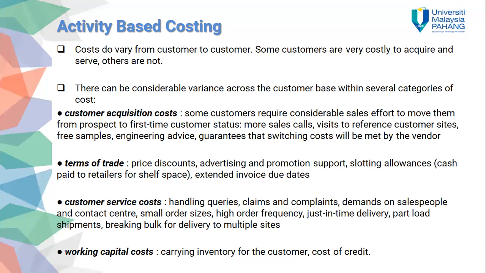And then we have terms of trade. This is more towards the price discount, advertising, promotion, and slotting allowances. Slotting allowances is like cash you pay to a retailer. For example, you want to have a product on the shelf of that particular retailer, so you will pay slotting allowances to that retailer. And then we're also looking at extended invoice due dates. Maybe you have terms of 30 days of payment or 60 days of payment. This is another cost. And then customer service costs, all right?